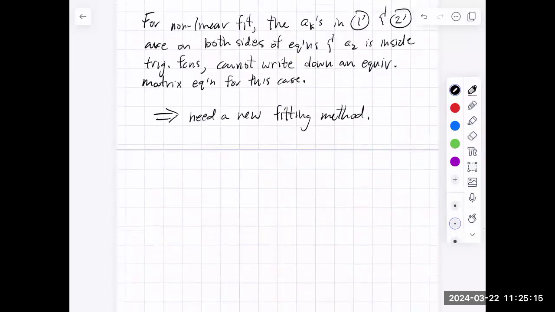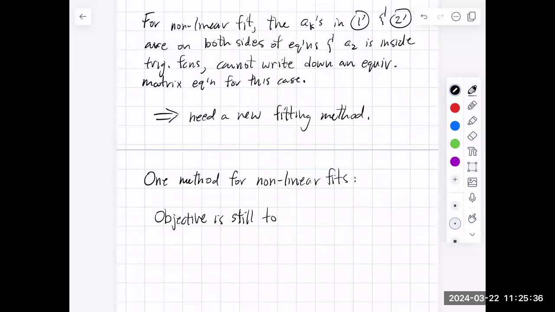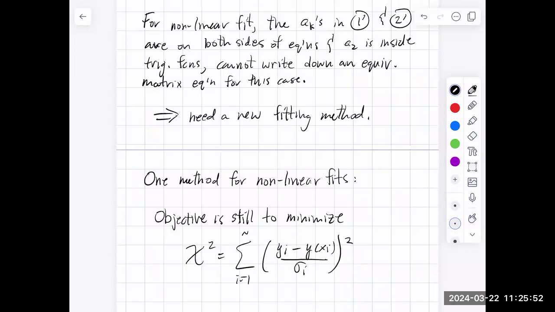So, one method for nonlinear fits. The objective is still to minimize chi-squared. So chi-squared is the sum of yi minus y of xi, over sigma i, all squared.